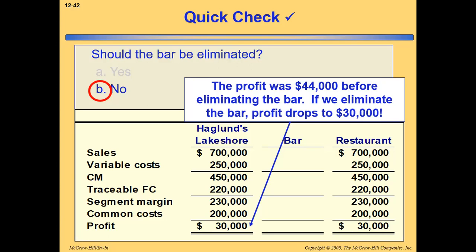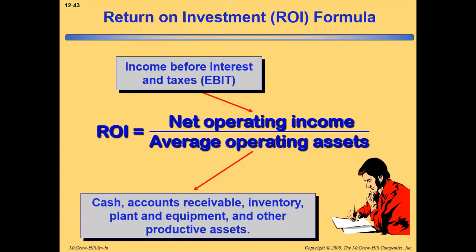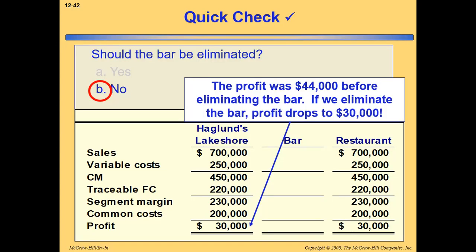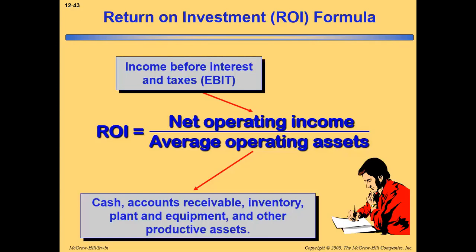30,000. What is the reason? The reason is that there is a common cost. In case of a bar, we can generate some profit, and that will absorb some of our common cost. But if we eliminate the bar, the whole common cost will be absorbed by the restaurant only. So in that case, our total profit will decrease, and that is why we will not eliminate the bar. So for this kind of decision, we will use this segment reporting. Clear?